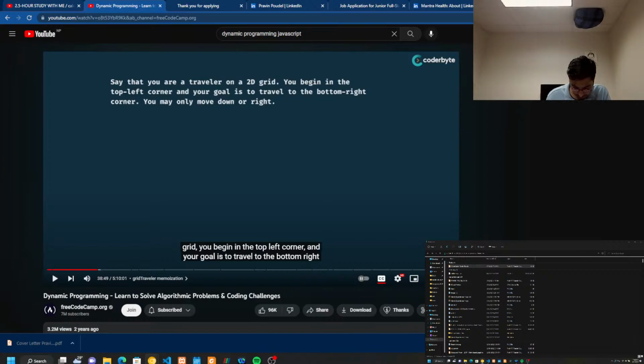A function for minimum steps from a certain position. So you are somewhere. If your position equals the ending position, return the steps. Okay.